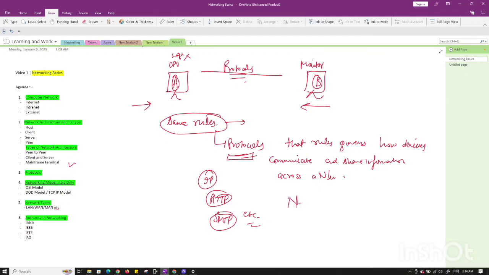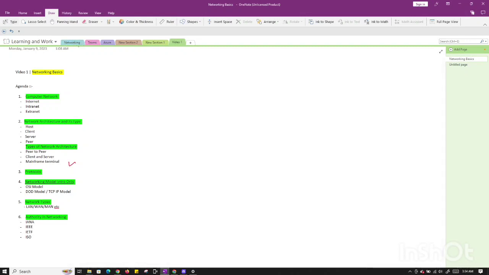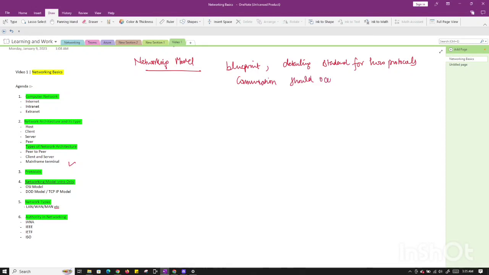So we have the networking model. Now let's define what a networking model is. A networking model is nothing but a blueprint detailing standards for how protocol communication should occur. In this video, I will not be going in depth on this networking model. In the next video, I'll go into it, but we will just take it as an intro. Yes, the networking model is of two types as of now, well recognized. So let's discuss.